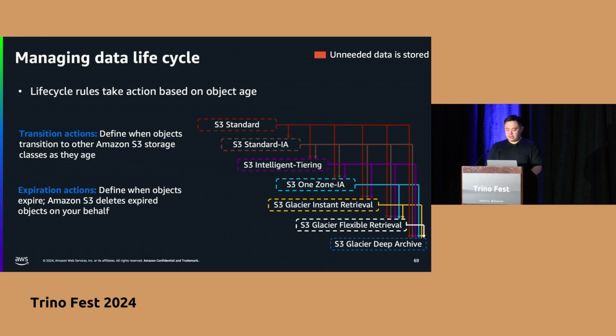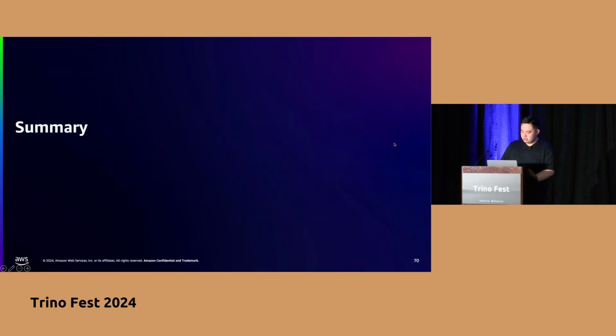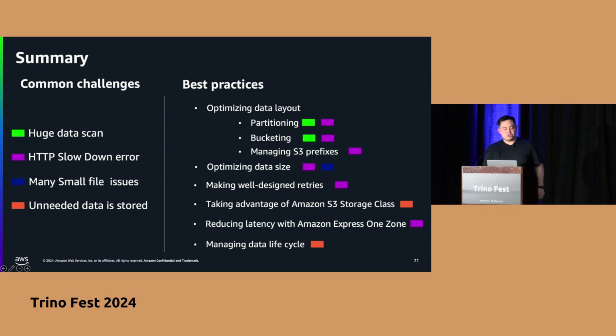So that's all about the best practices I covered today. Let me summarize my talk. In this session, we explored best practices for scaling Trino workloads with Amazon S3, based on the common challenges you may encounter. So if you're facing any of the bottlenecks discussed, please consider using the techniques I covered today.